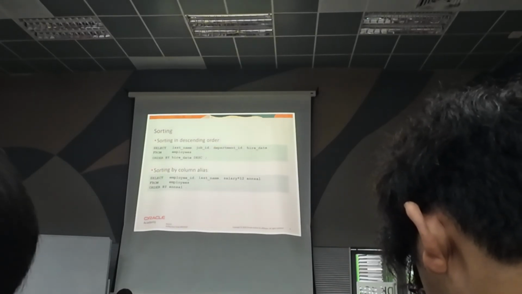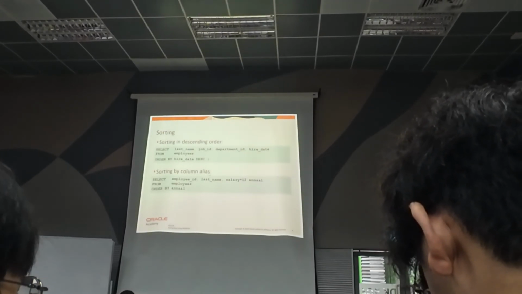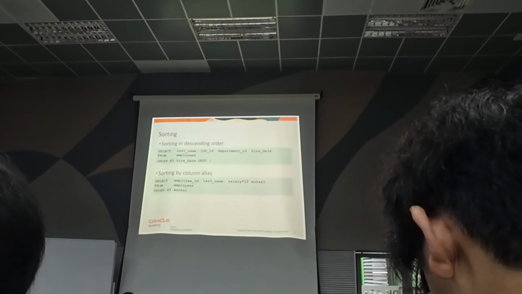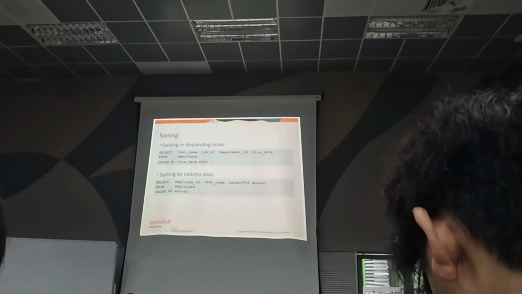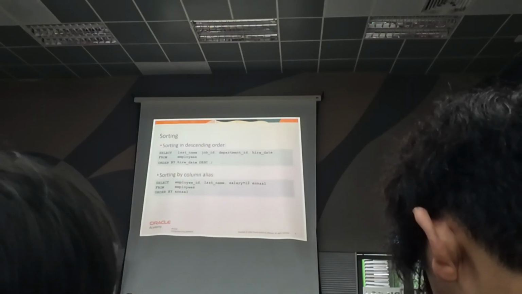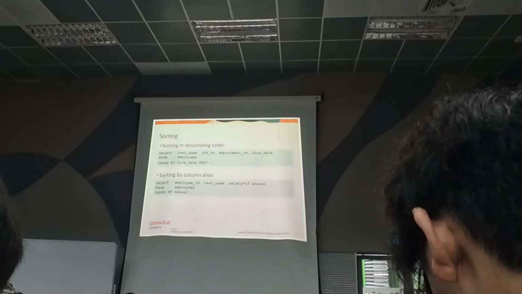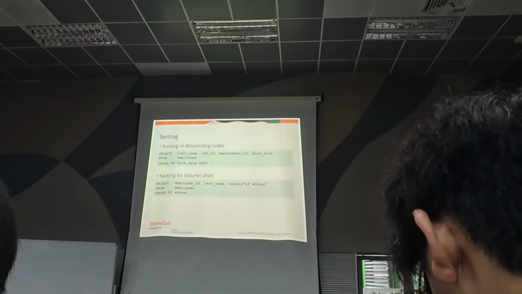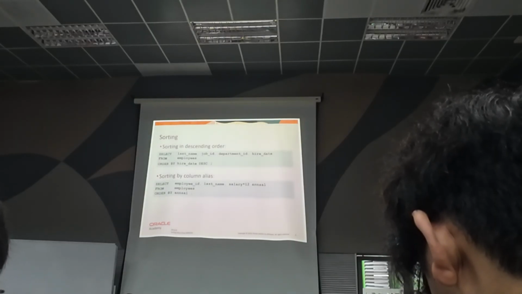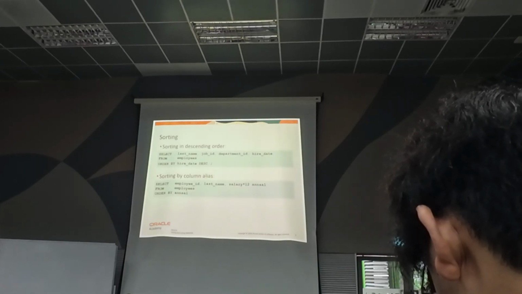We can also sort according to the column alias. Okay, so select employee ID, last name. Now the salary in your database is monthly salary. We want to get the annual salary. So what do we need to do? Salary times 12, correct? So salary times 12, we give a special name, AS annual salary. Can you see? This annual salary is called a column alias.